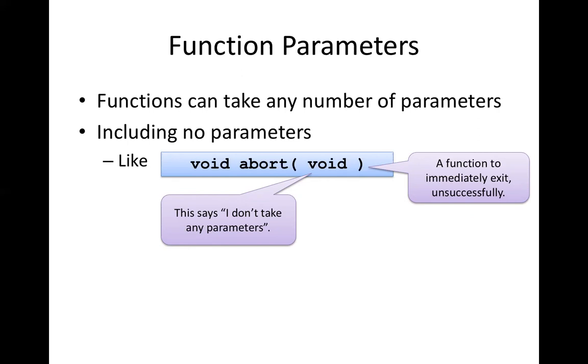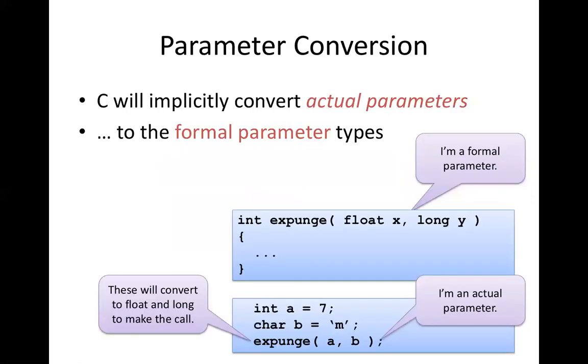Even functions that don't take parameters or return anything can still do something useful. This abort function terminates your program. It doesn't need to know anything. It doesn't return anything back to you. It just terminates your program unsuccessfully. So it's an easy way to just stop your program when you have to.